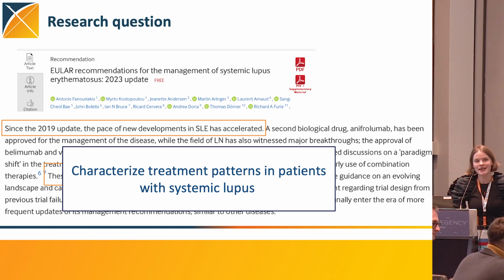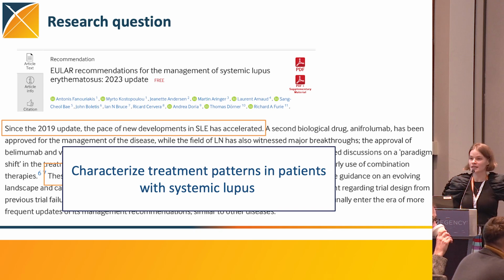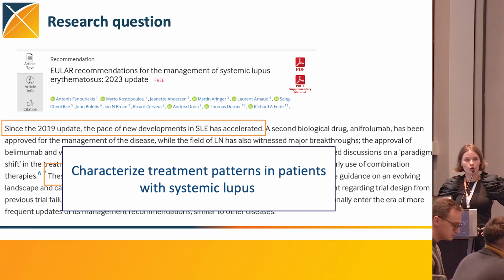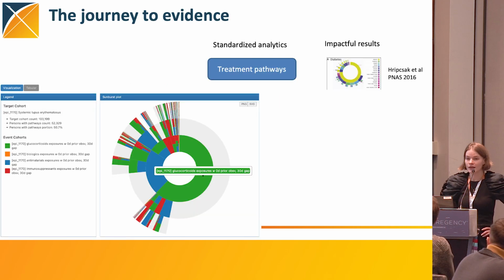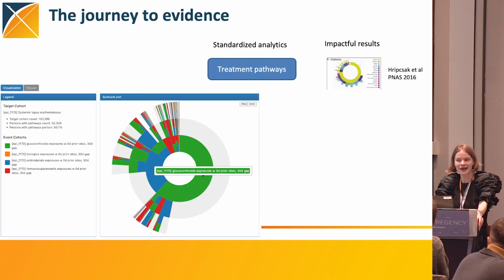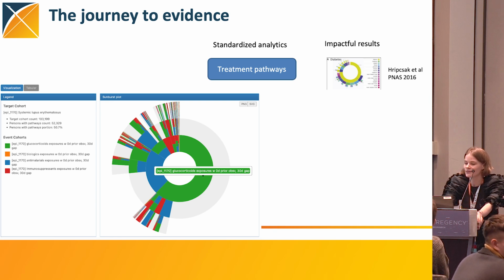generate it ourselves. So what we can do is take a look at real-world data and see how patients with lupus are treated and what kind of drugs they're getting. And luckily enough, we in fact have open source tools and packages for you to do that. So here specifically, we have the treatment pathways module in Atlas, that very nicely provides you the information.